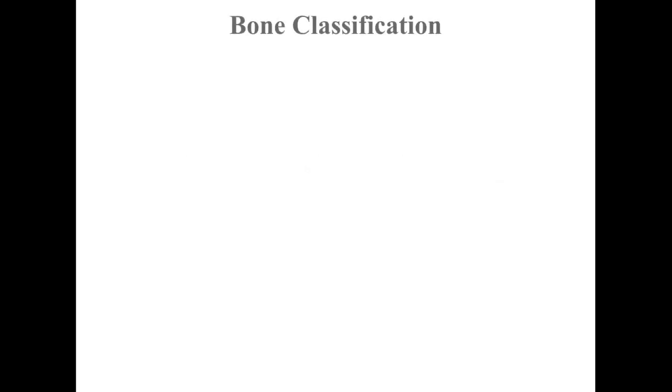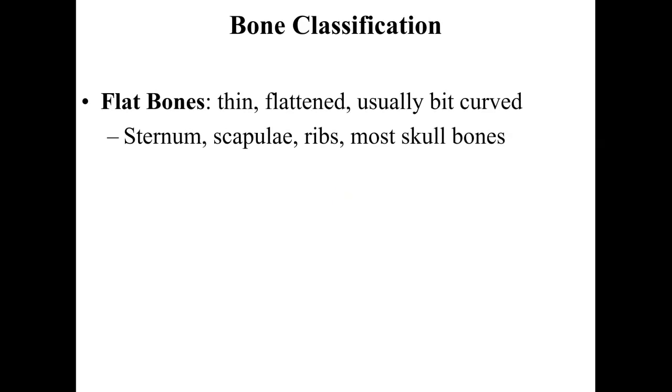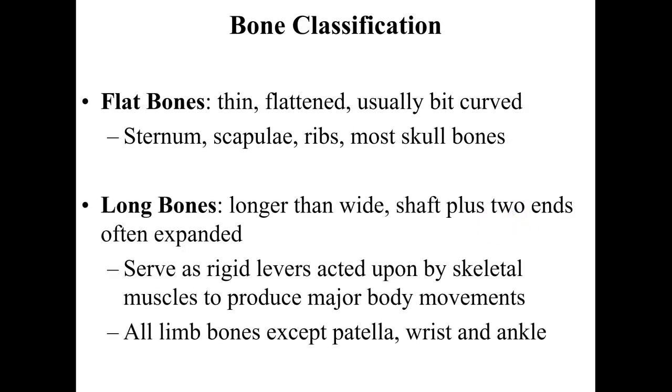Now we're going to start working on the skeletal system and actually learning about the different bones in the skeletal system. So with bone classification, we have what's referred to as flat bones. These are going to be thin, flattened, usually a bit curved in some areas, and some examples of these will be things like the sternum, the scapula, the ribs, and most skull bones. Remember, these are going to be the ones where you saw the compact bone on each side, the top and the bottom, and you're going to have that spongy bone going through the center.